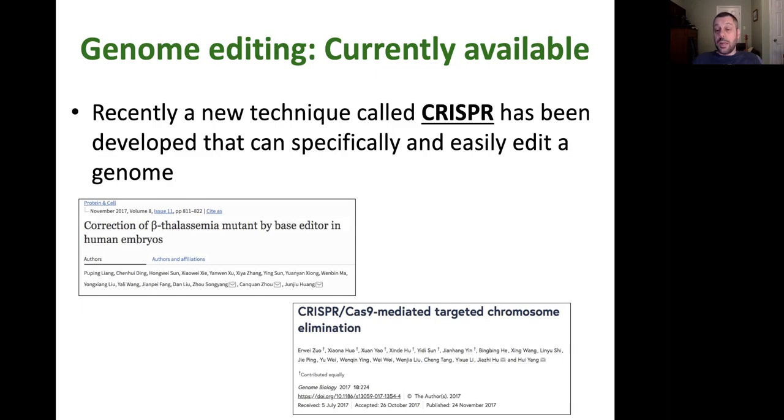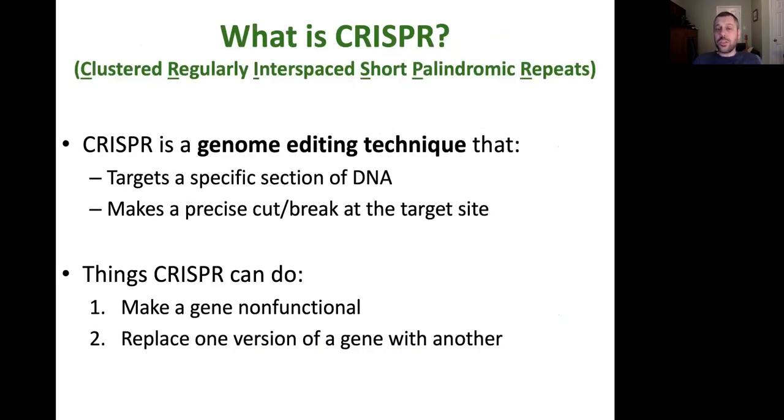So in human embryos, we've managed to correct a Mendelian genetic disease called beta thalassemia. It's a blood disease. And we even managed to eliminate a targeted chromosome using CRISPR as well. So for example, if you had Down syndrome, you could potentially treat it using something like CRISPR, because you could destroy that extra chromosome. So what is CRISPR?